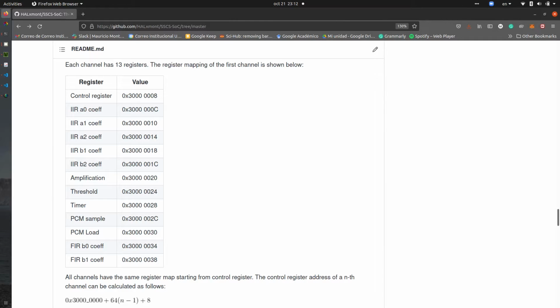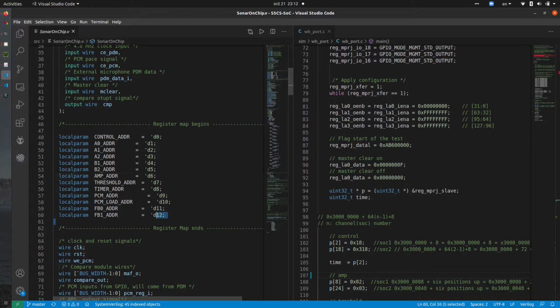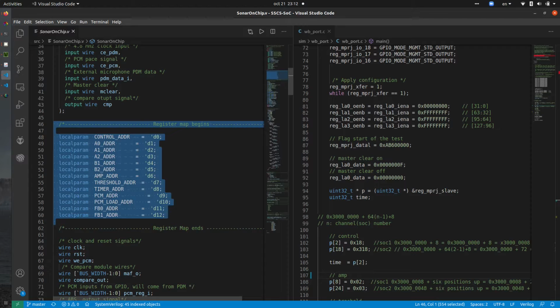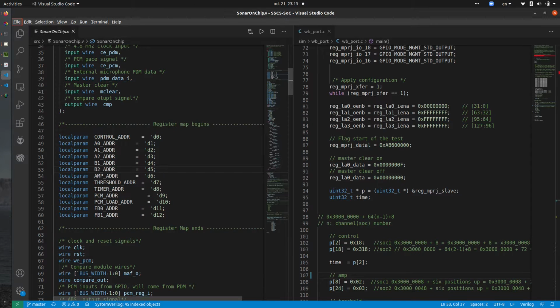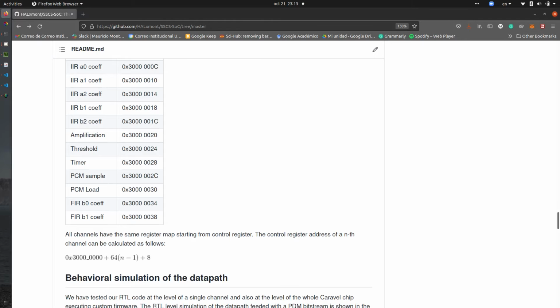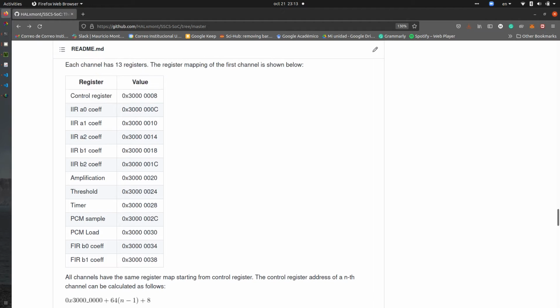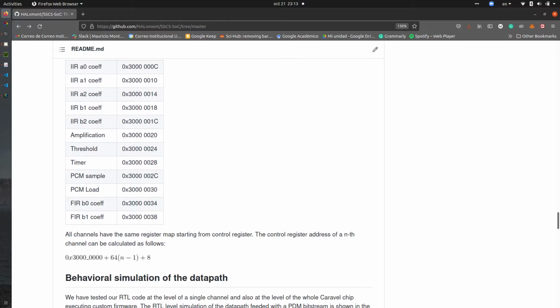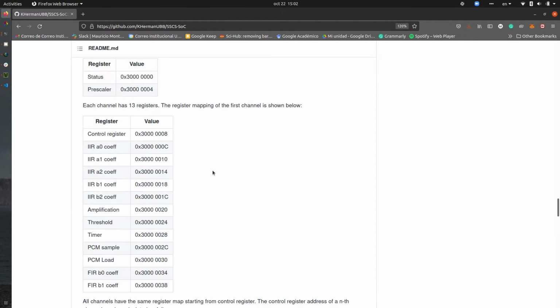The registers are presented on the GitHub repo, and it's also possible to see them in the Verilog code. It's important to mention that each SoC has 13 registers, and the complete chip will have 36 channels, each with its own independent registers. The formula to calculate the address of these registers is in the GitHub documentation. Remember these addresses. In the simulation that we will see later, they will make sense.